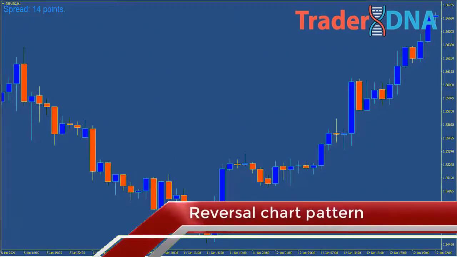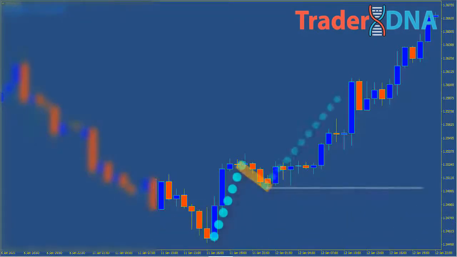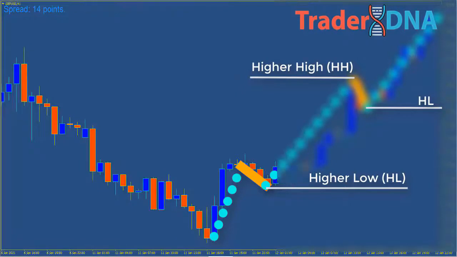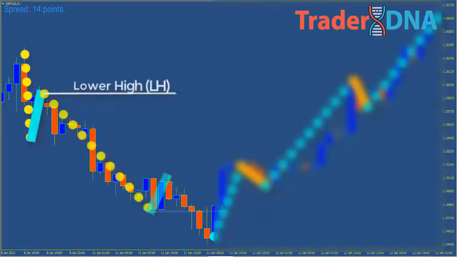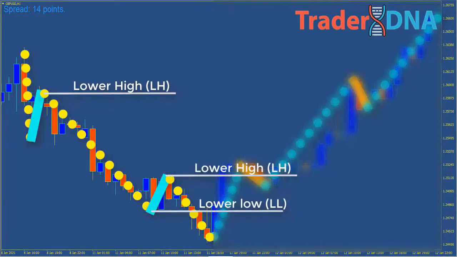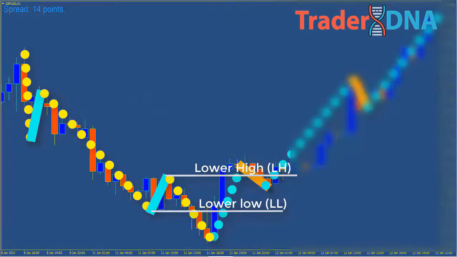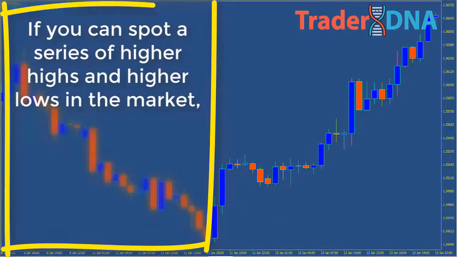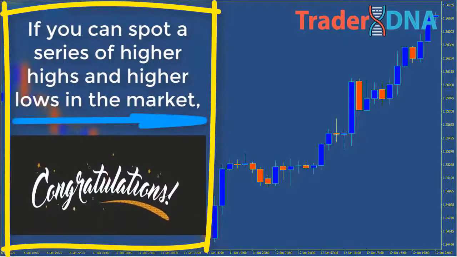First, watch for a break in a pattern of higher highs and higher lows. Market trends move in waves. These are often known as higher highs and higher lows. Or in a bearish market, lower lows and lower highs. If you can spot a series of higher highs and higher lows in the market, congratulations. You've spotted a trend. When that pattern ends, the trend usually ends with it.